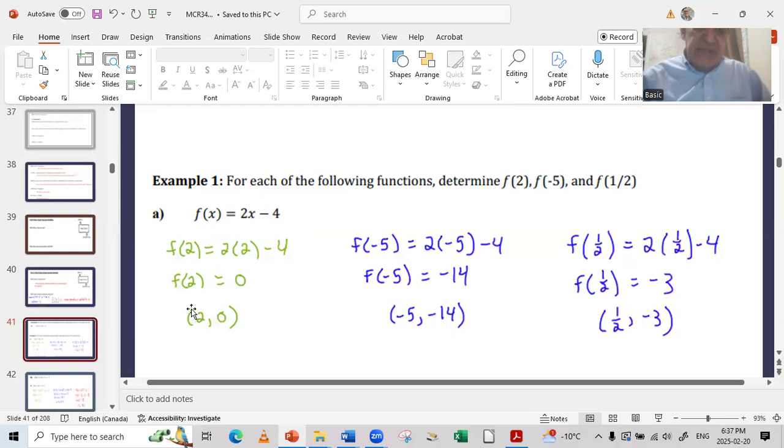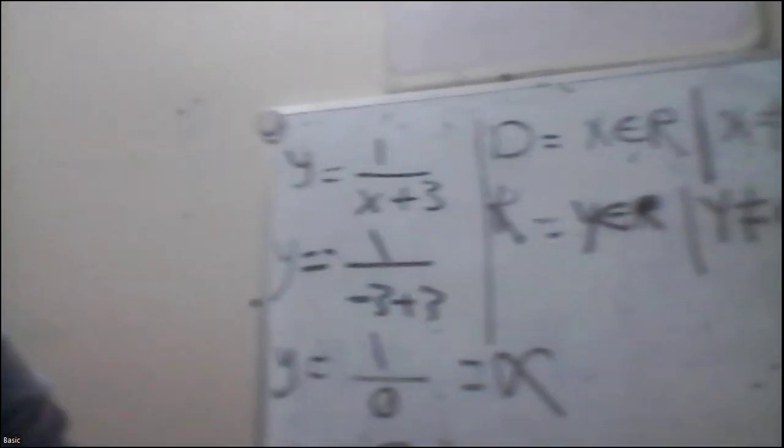The meaning of this is that f(x) you can replace with y. Y can replace the word f(x). So when x equals 2, then y, which is f(2), will equal 0. The point will be (2, 0). That's everything. And I will do it on the board also in one minute so that you guys can understand it more clearly than just pointing with the pointer here.